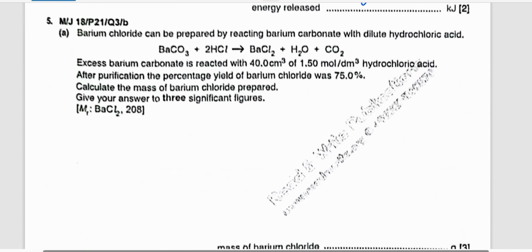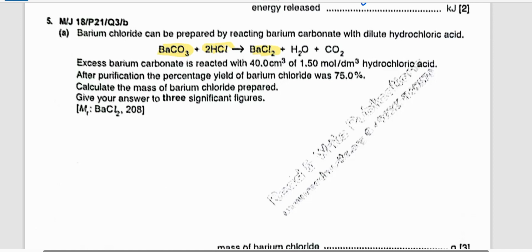Moving towards the next question. Barium chloride, you have seen this, can be prepared by reacting barium carbonate with dilute hydrochloric acid. When it is reacted with the barium carbonate, barium chloride is produced. Excess barium carbonate is used.